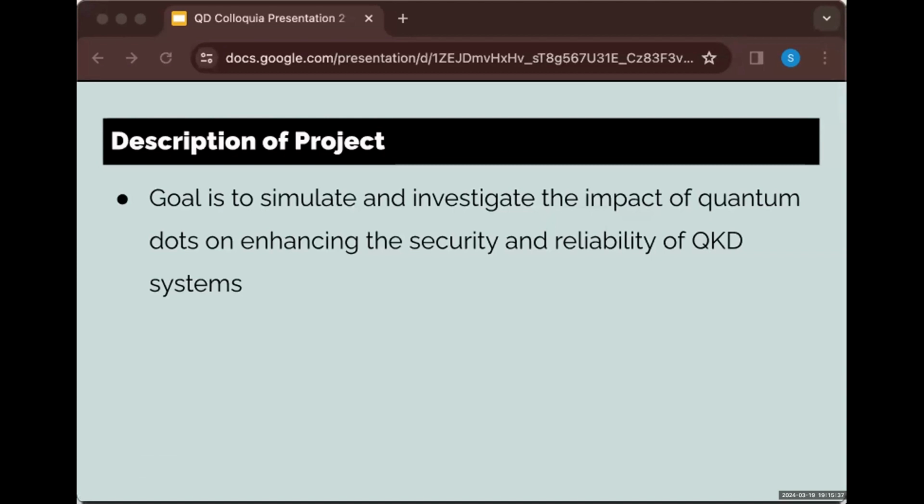Quantum key distribution systems hold the potential for secure communication by leveraging the laws of quantum mechanics. However, challenges arising from noise and environmental interactions can compromise the security and efficiency of QKD systems. This research aims to explore the theoretical aspects of utilizing quantum dots within noise-resistant QKD systems. By leveraging advanced simulation techniques on a high-performance computing cluster, we will investigate the impact of quantum dots on enhancing the security and reliability of QKD systems.